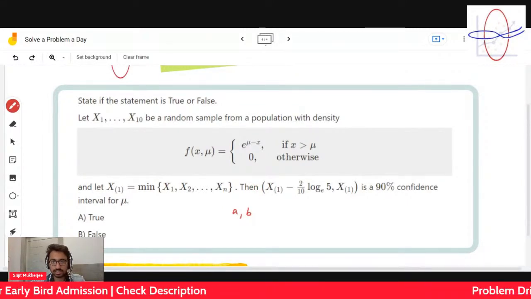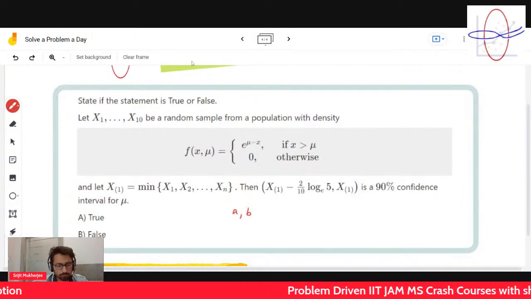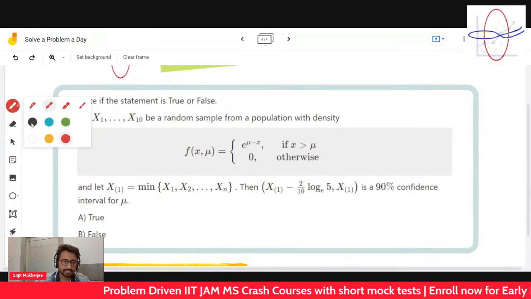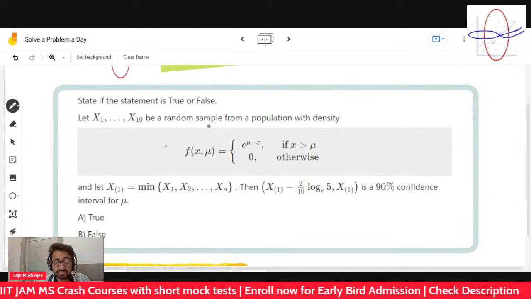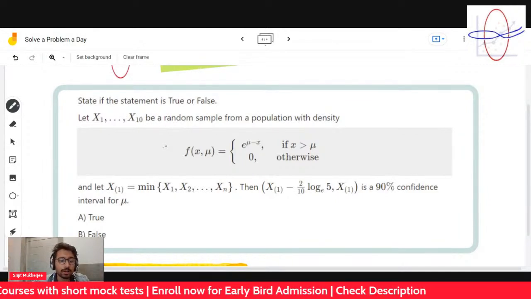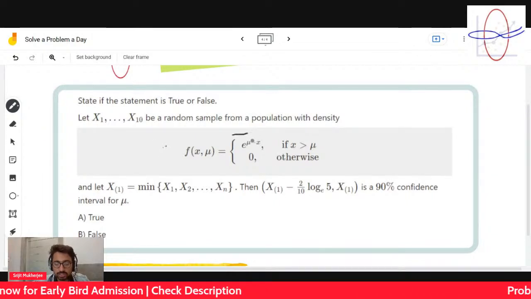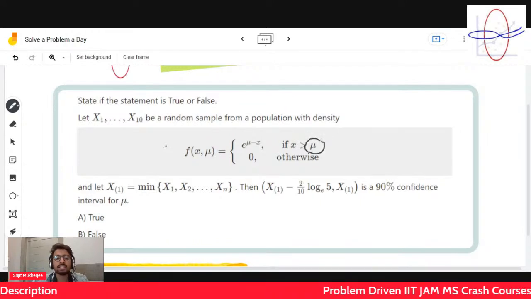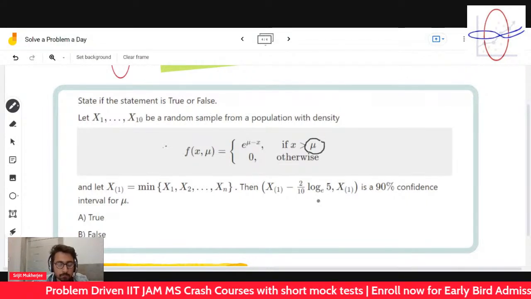Let's observe what it really means. So let's solve this problem first. Let's understand this problem. x1, x2, ..., x10 is a random sample from a shifted exponential, where the shift parameter, the location parameter, is mu, and you have to find the confidence interval for this location parameter mu.